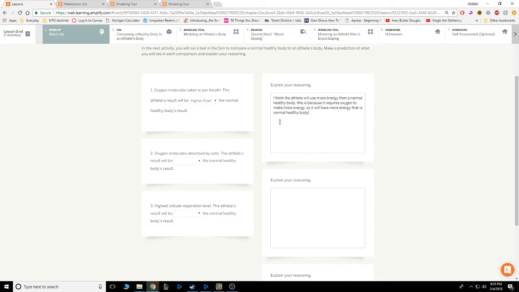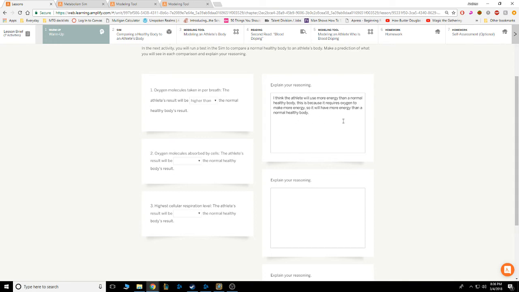Alright, so now my answer is fully fleshed out because I've given what I think will happen, which is that the athlete will use more energy than a normal body, and I've explained why that is with reference to the question I'm being asked. Many times we'll give answers that are simply like this, and it's not enough because it doesn't really answer the question that's being asked. In this case, the question is, oxygen molecules taken in per breath will be higher in an athlete. But why is that? And I've written why. Remember to answer those questions.